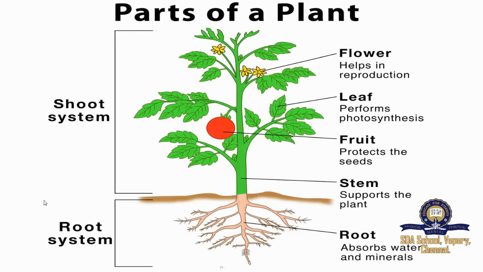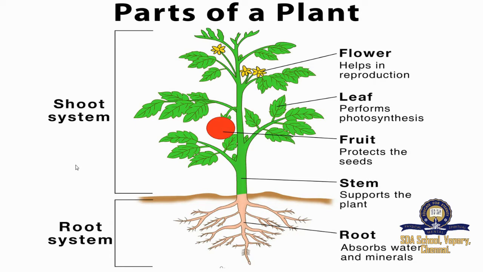We all know the parts of the plant, right? What are the parts of the plant? A plant has a stem, flower, leaf, fruit, root, etc. Right? So it can be classified into two systems, which are the root system and the shoot system. The root system consists of only roots, whereas the stem, the fruit, the leaf, and the flower all come under the category of shoot system. Hope you're clear with the parts of the plant?